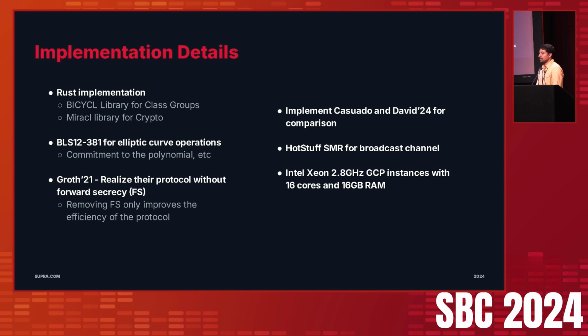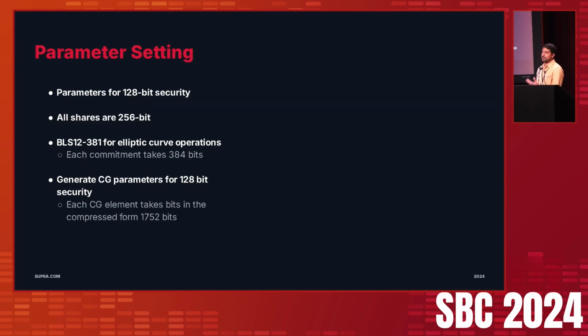Finally, we deploy them on GCP instances with 16 cores and 16 GB of RAM. And we set the parameters to ensure 128-bit security, and all the shares of all the parties are 256-bit shares. And with that, once we employ the BLS12-381 curve, all the commitments will be 384-bit values. And then we generate the class group parameters to ensure this 128-bit security. And in a compressed form, a class group element will take 1752 bits.